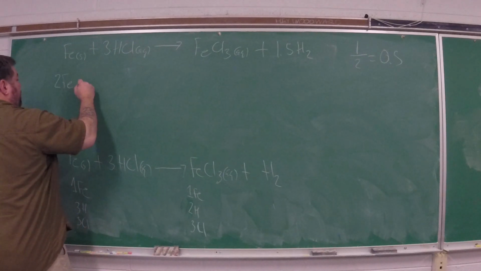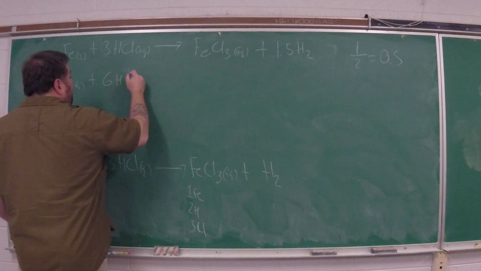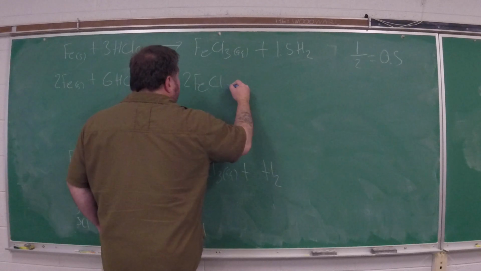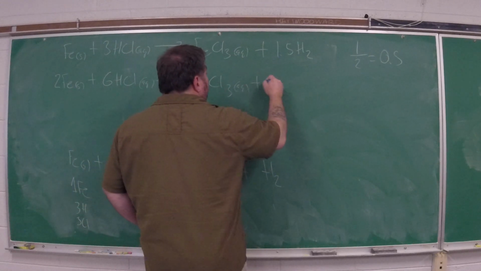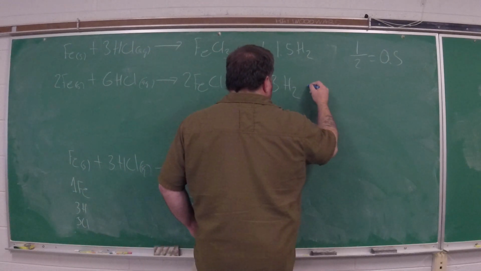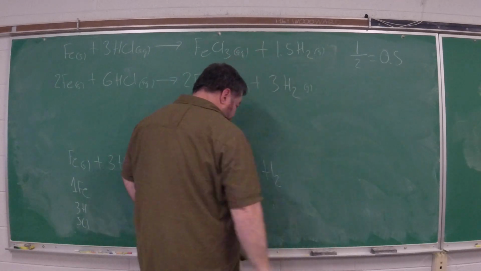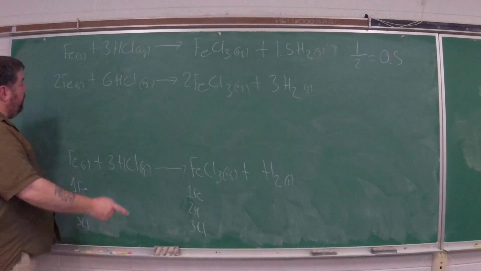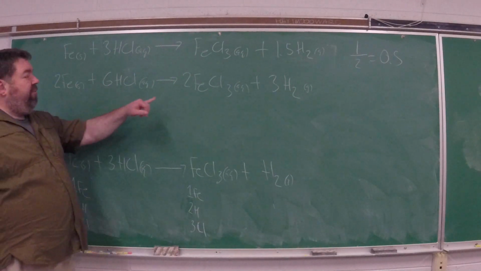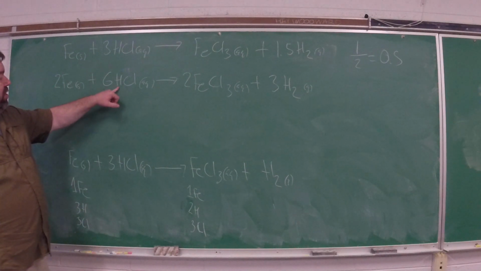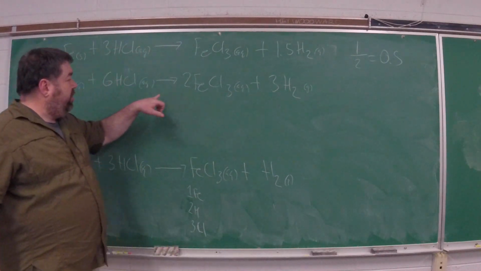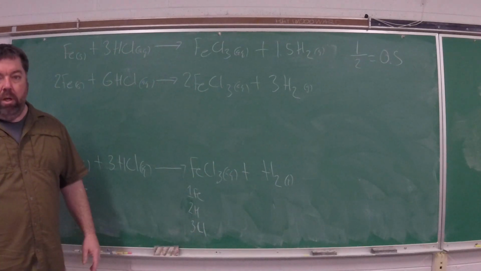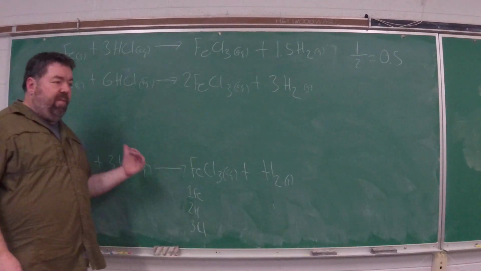And so we end up with 2 Fe plus 6 HCl aqueous goes to 2 FeCl3 aqueous plus 3 H2 gas. Oops, forgot my subscript there. Don't forget your subscript, otherwise you'll be wrong on a test. Let's quick count up. 2 Fe, 2 Fe, 6 hydrogens, 3 times 2, 6 hydrogens, 6 chlorines, 2 times 3, 6 chlorines, you're good to go. Okay? Hopefully that makes sense.